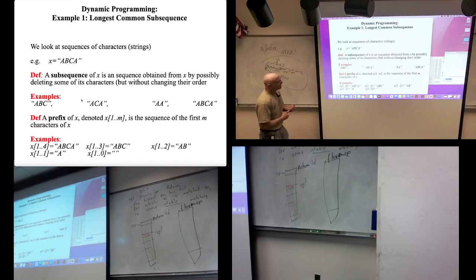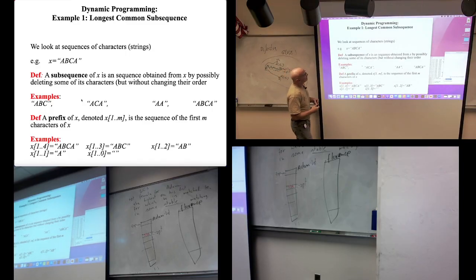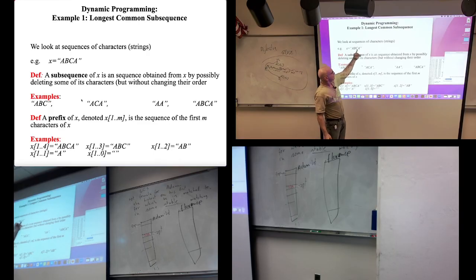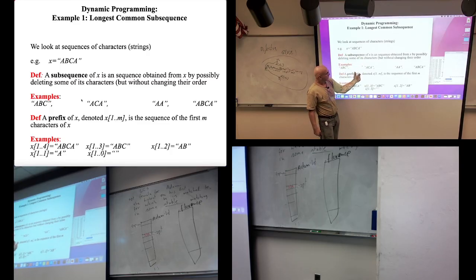Okay, first, what is my problem? I look at a string, A, B, C, A, and I want to find a subsequence, not to be confused with substring. I want to find a subsequence of this string. How can I do it? I take this string and I can delete some characters, but I'm not allowed to change the order of any characters. Don't change the order, but delete whomever you want.